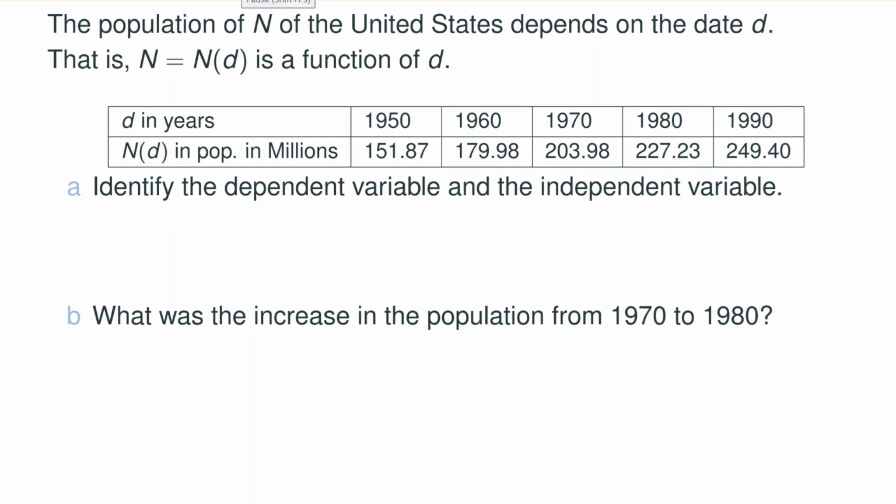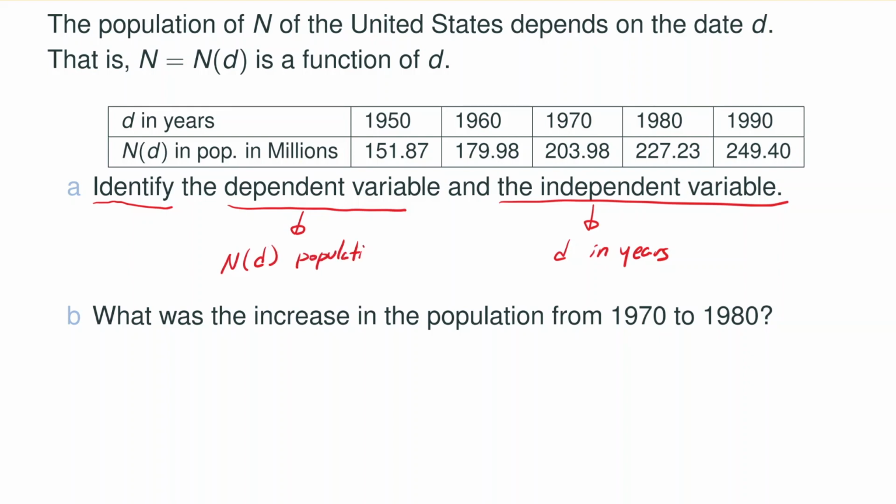The population N of the United States depends on the date d. That is, the function N = N(d) is a function of d. Looking at this table, identify the dependent variable and the independent variable. In this case, the independent variable is d, in years, and the dependent variable is N(d), which is population.